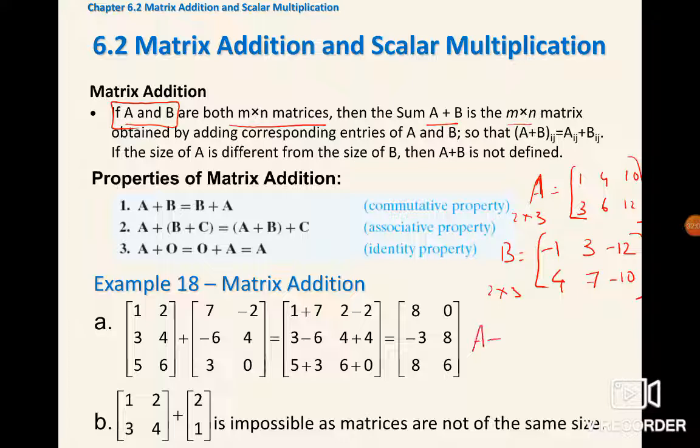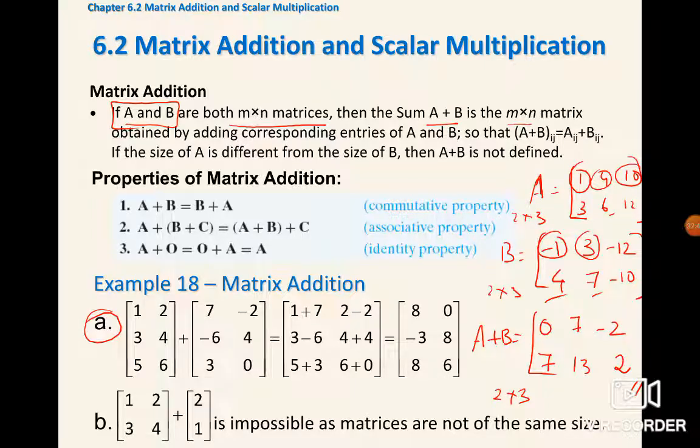What do you mean by A plus B? Element wise, first element goes with the first element. 1 plus negative 1 is 0. 4 plus 3 is 7. 10 plus negative 12 is negative 2. 3 plus 4 is 7. 6 plus 7 is 13. 12 plus negative 10 is 2. This is the resulting matrix, and the size of this matrix is also the same, 2 by 3. That is it. This is an example of addition of two matrices.